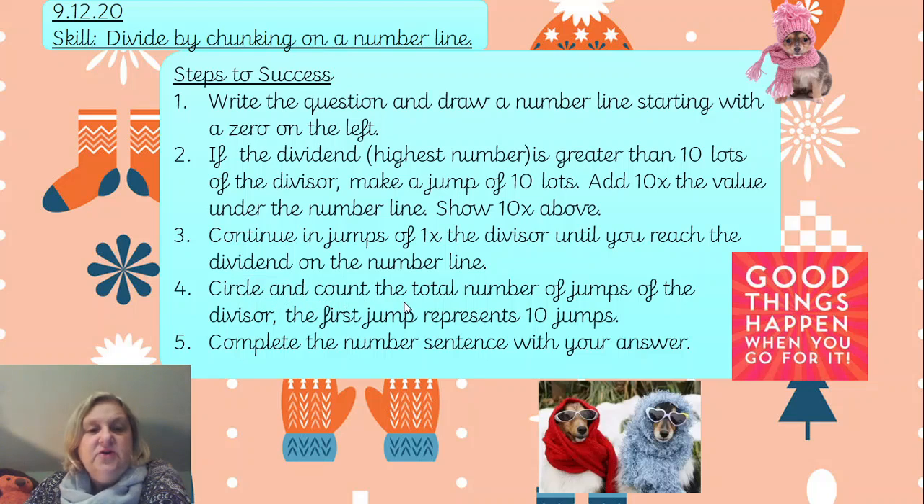Then you can circle. You can do that in a coloured pencil if you want to, or just do a circle with your lead pencil and count the total number of jumps of that divisor. That first jump represents 10. It represents 10 in all of your questions today. And then you can complete the number sentence with your answer.